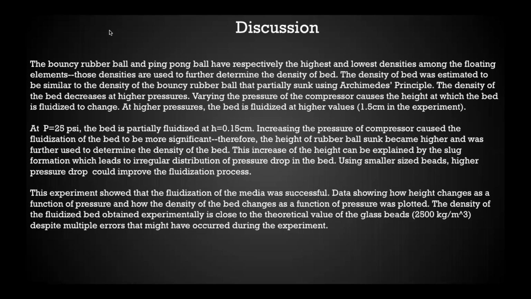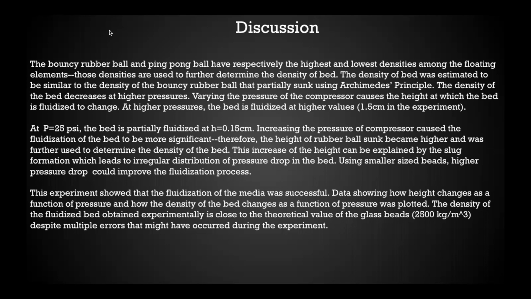The increase of height can be explained by slug formation, which leads to an irregular distribution of pressure drops in the bed. Among the solutions we found for a better process, we decided to use smaller size bits, using a process at a higher pressure drop.